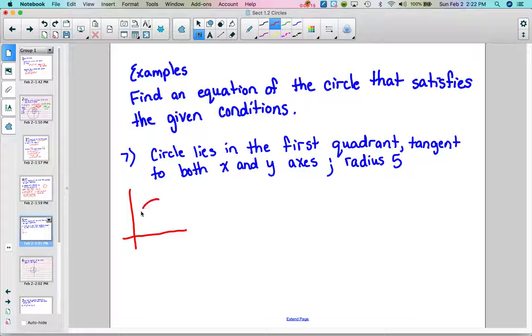So it kind of is this, and that's a horrible circle. So let's try that again. So it's kind of this idea here. So we have this circle in the first quadrant. It's tangent to the x and y axes, and the radius is 5. So that means if the radius is 5, it's 5 this direction. It's also 5 this direction. So that's the radius. So you can see then that my center would have to be, because I would have to go over 5 and up 5, so the center would have to be (5, 5).